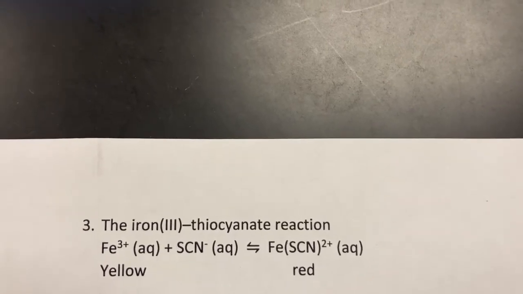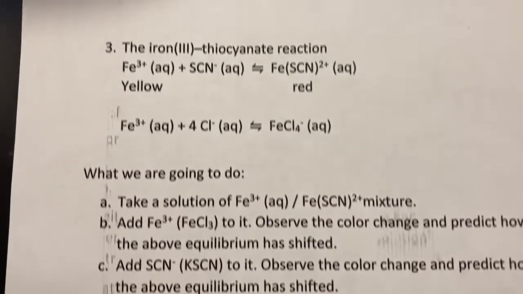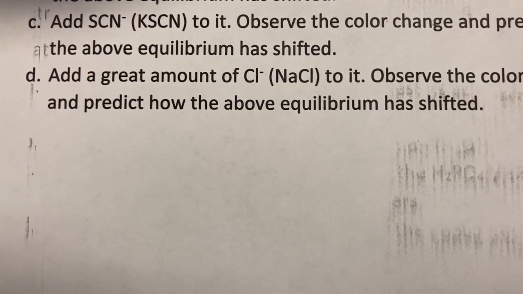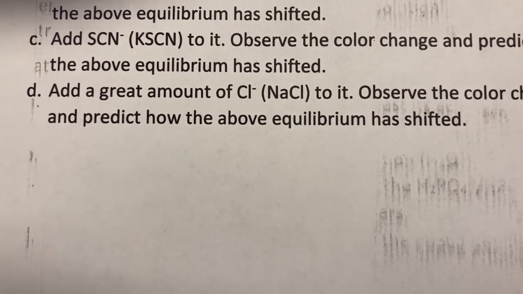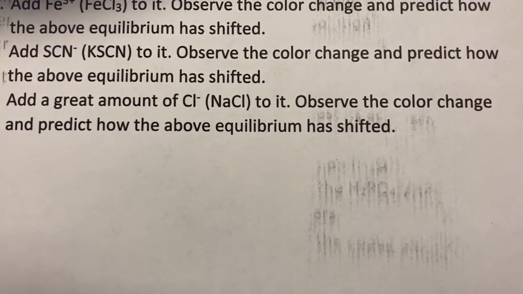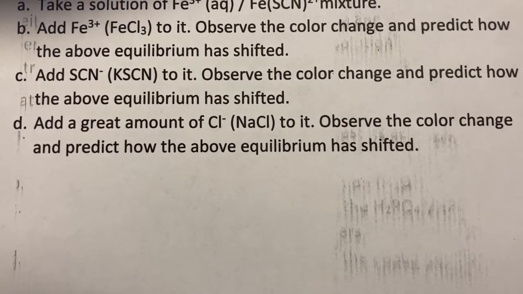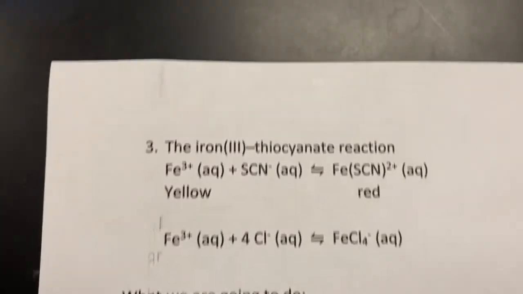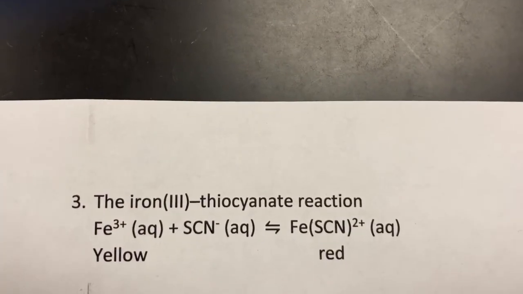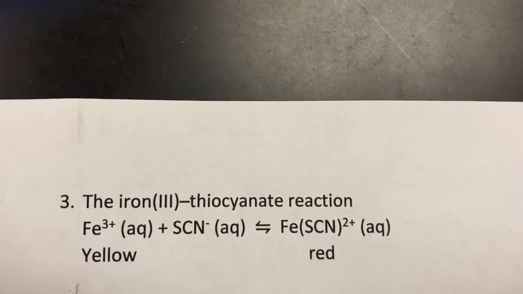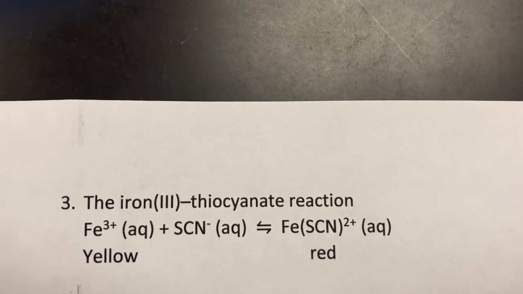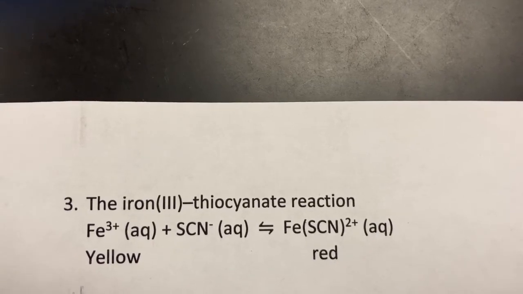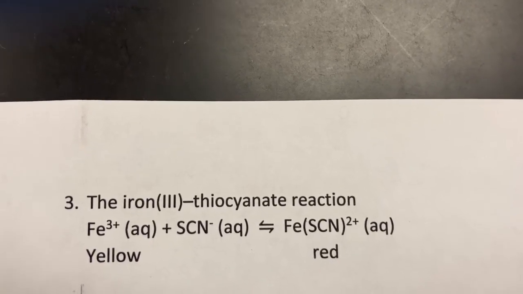Okay? After these two experiments, we're going to do a third one. We're going to add a lot of chloride ions to it and observe the color change and predict the shift of the equilibrium. Well, in this equilibrium, there's no chloride ion at all. Why does adding chloride ion change the color of the solution? Well, this is what happened.